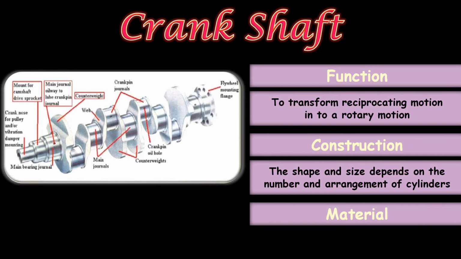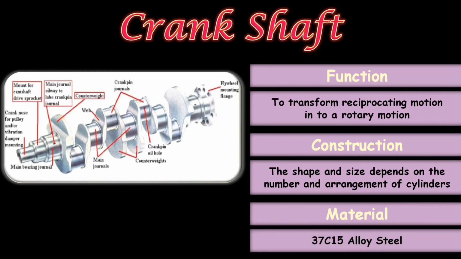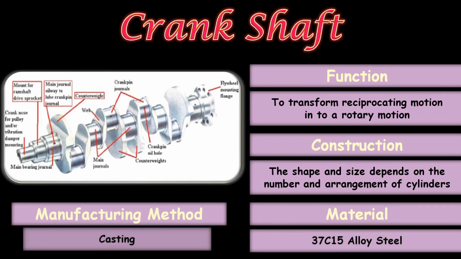The construction of the crankshaft. The shape and size of the crankshaft depends upon the number and the arrangement of cylinders. That means whether it is a 4-cylinder engine, a 6-cylinder engine, an inline engine, a V engine, or an opposed cylinder engine. So depending upon the configuration and the type of engine, the crankshaft construction will vary. The material being used is alloy steel. The manufacturing method is casting. If you see the manufacturing method of most of the components used in the engine assembly, it is the casting method.